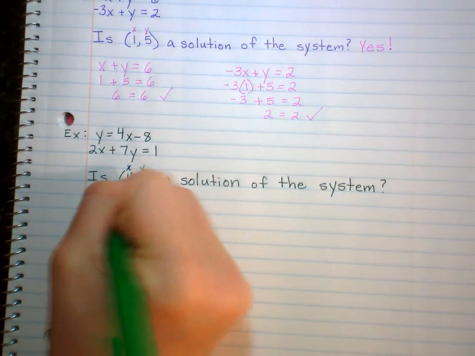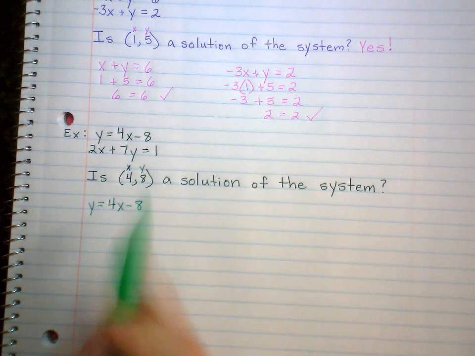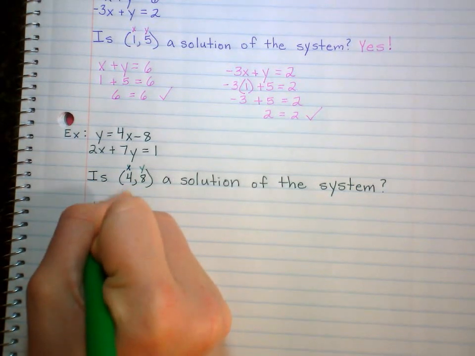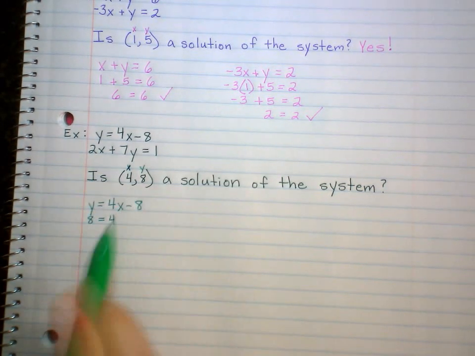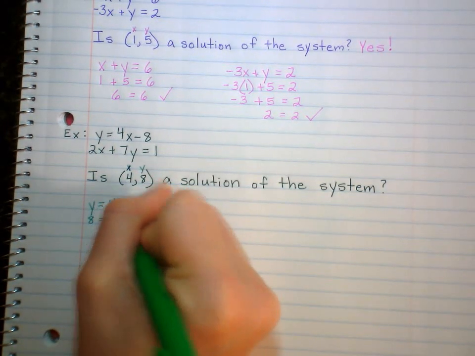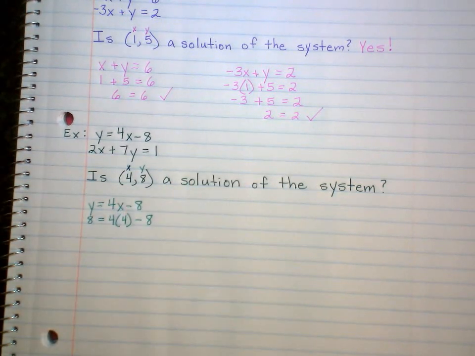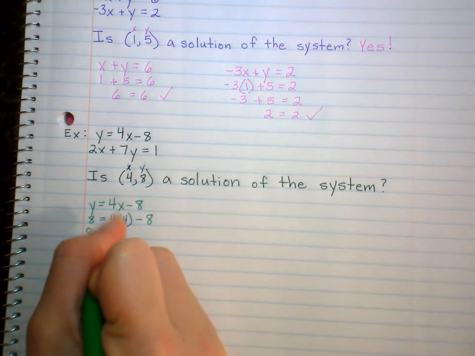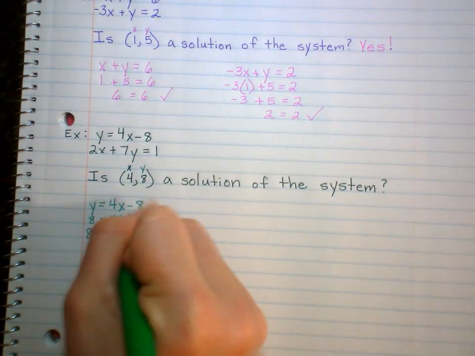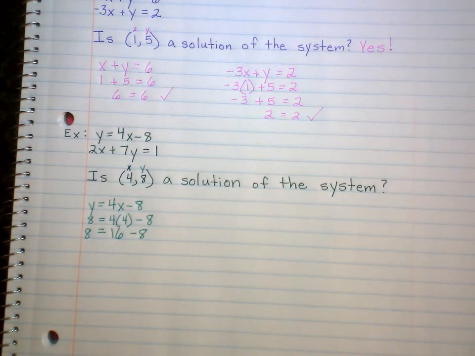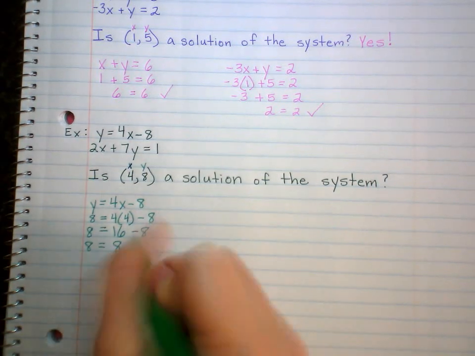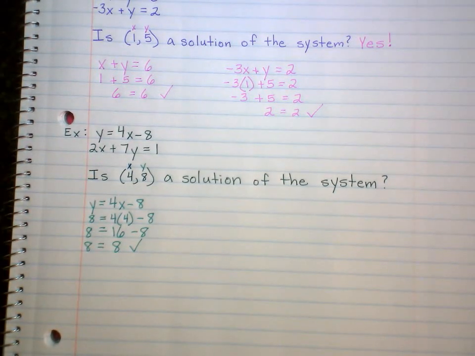Y equals 4x minus 8. So I just rewrote the equation. We're going to plug in 8 for the y. So 8 equals 4. We're going to plug in 4 for the x. They're touching, they're married. 4 times 4 minus 8. So bring down the 8. 8 equals, well, 4 times 4 is 16 minus 8. Okay? 16 minus 8 is 8. 8 equals 8. Yes.